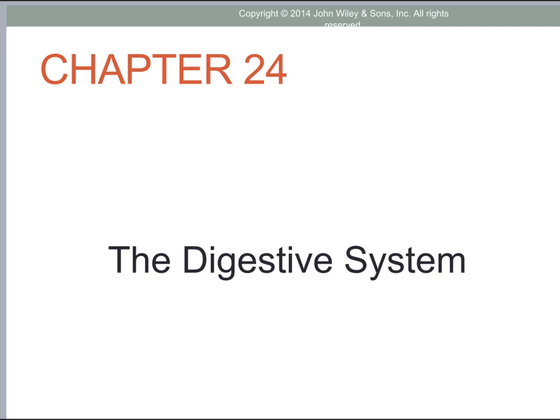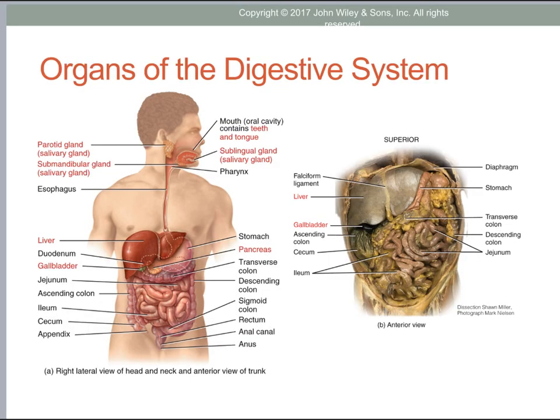The digestive system. For this system, we're going to look at all the organs and outline every single structure, starting at the mouth and working all the way down to our anus. This picture gives us a pretty good representation of some of the major organs that are involved in the digestive system.